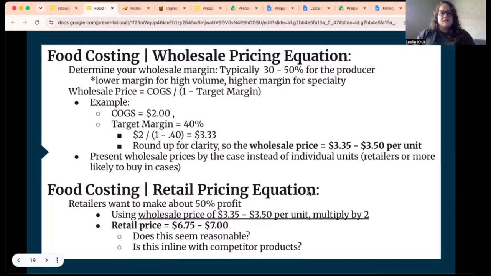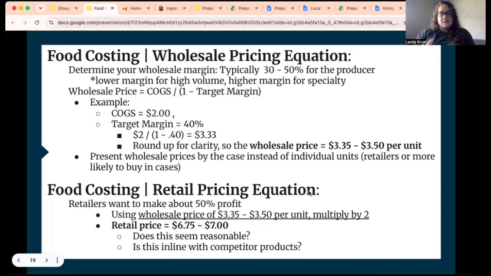So $2 divided by 0.6 will give you $3.33. Again, round up for clarity to make it easier to understand. So instead of just making $3.33 the wholesale price, you could round up to $3.35 or $3.50. This wholesale price is the absolute bare minimum that you would ever sell this product for.